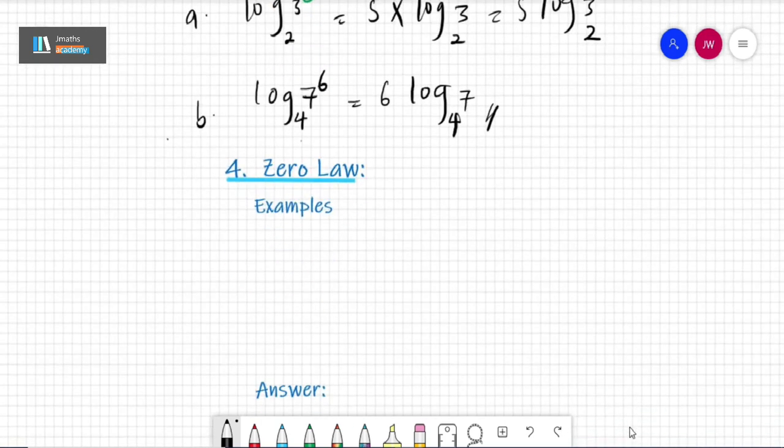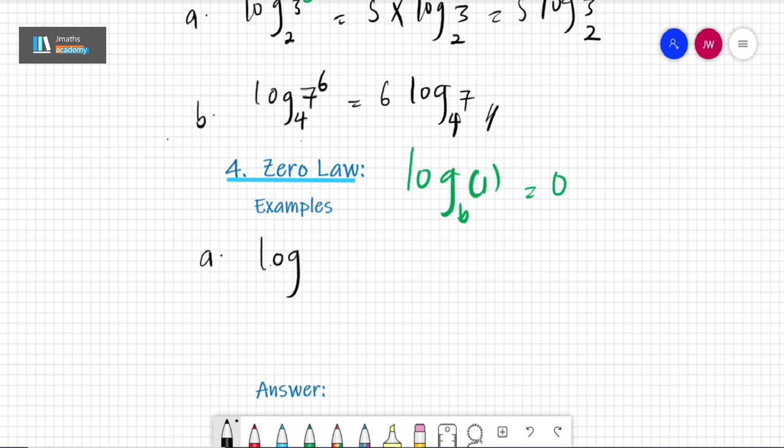Okay, for our fourth law, which is the zero law, it states that if you have a logarithm function where your number is 1 and your base is b, say any number, your final answer is always going to give you 0. So we have two questions here. If you have a logarithm of 1 to base 2, this will give us what? And b, if you have a logarithm of 1 to base 1000, this will give us what?